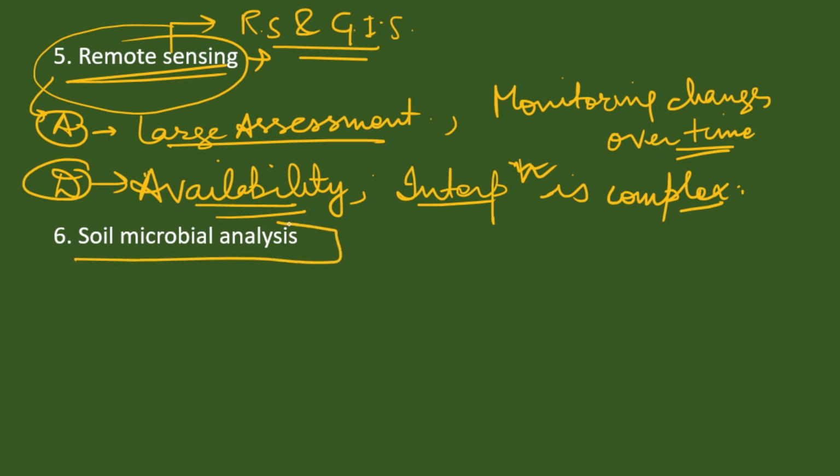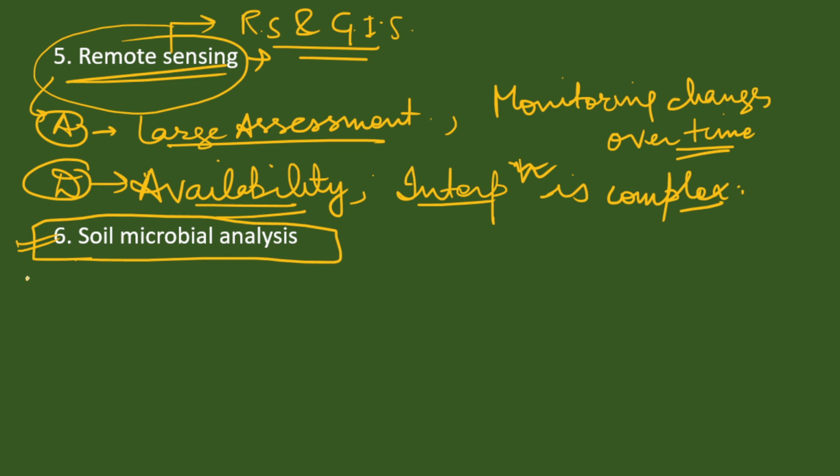Next, we can also do soil microbial analysis. We all know how important microbes are for soil, and how microbes tend to give a result of the fertility of soil. Many times a soil with a good amount of microbes is very good in fertility status. So microbial analysis can be done to know the fertility of soil.